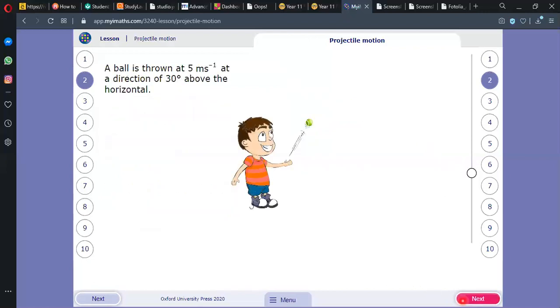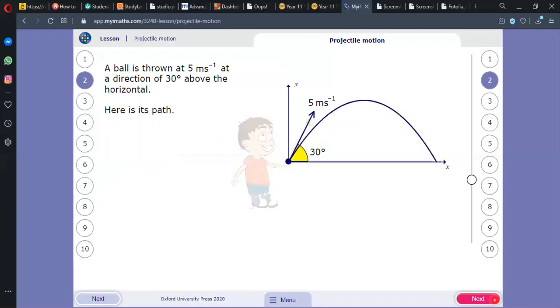Now, let's take a look at this example here. A ball is thrown at 5 meters per second at a direction of 30 degrees above the horizontal. Let's take a look at that. You see, it was projected from the boy's hand at an angle of 30 degrees this way. The path will go like this and then land right here. The velocity, which is the initial velocity with which the ball was projected, is 5 meters per second, as given in the question. Okay, you've seen the path of the trajectory already.